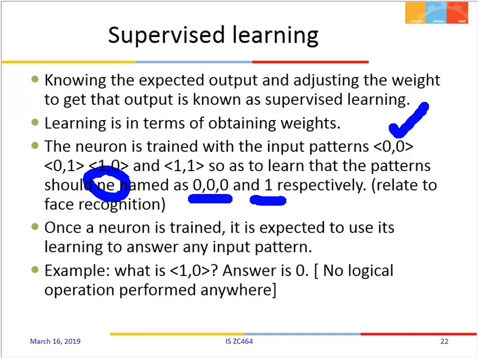So once a neuron is trained, it is expected to use its learning to answer any input pattern. Say, for example, 1, 0. It has already seen this pattern. It has to answer that it is 0. And there is no logical operation we are performing anyhow. It is only that the neural network has learned logic without being explicitly told that this is the AND logic. Okay.